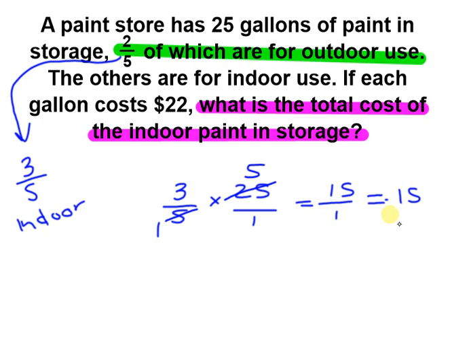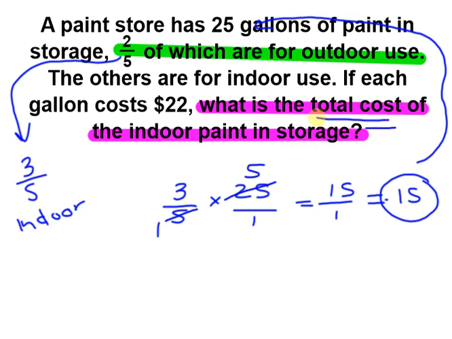Now, I am not done, and that is the reason why we highlight the question, because all I figured out is that there are 15 gallons of indoor paint. 15 of the 25 gallons are the indoor paint. But my question is asking me, what's the total cost? Well, each gallon costs $22. So now I need to multiply $22 times 15.